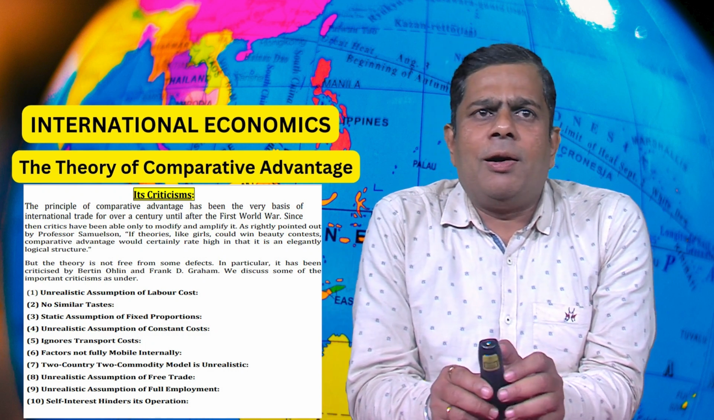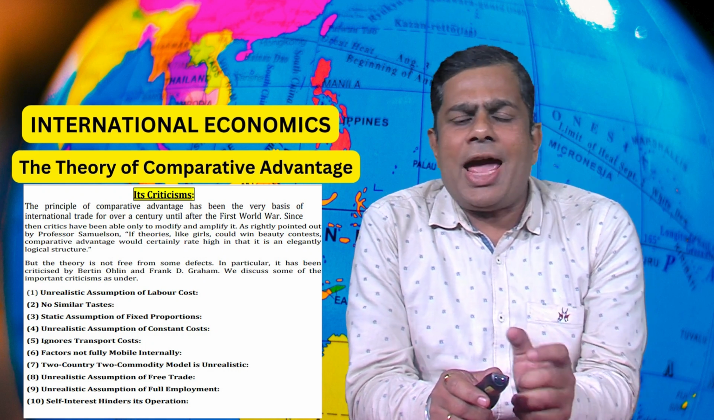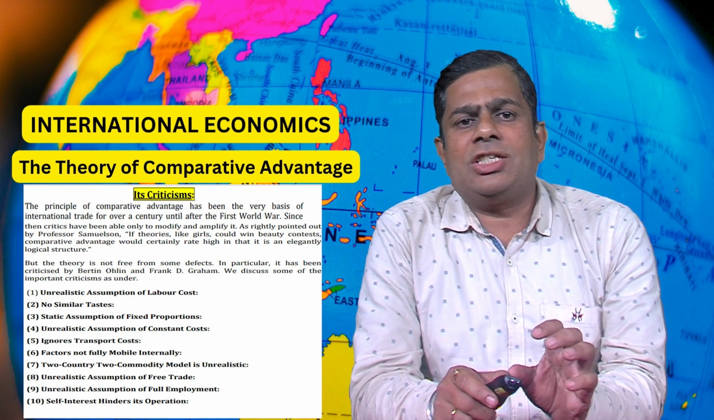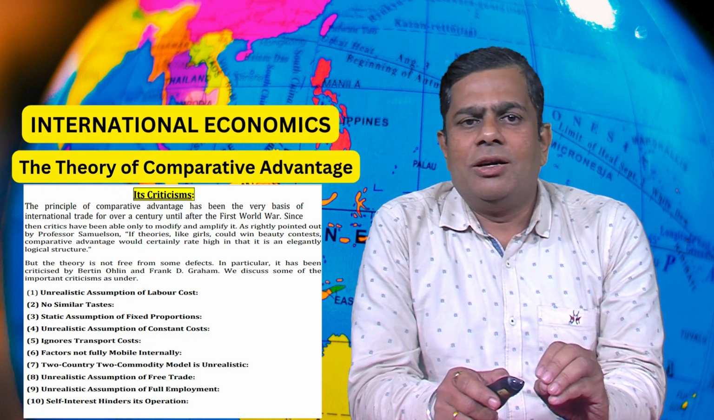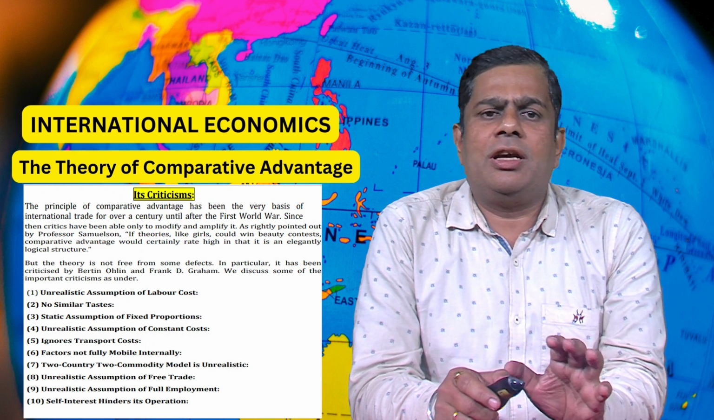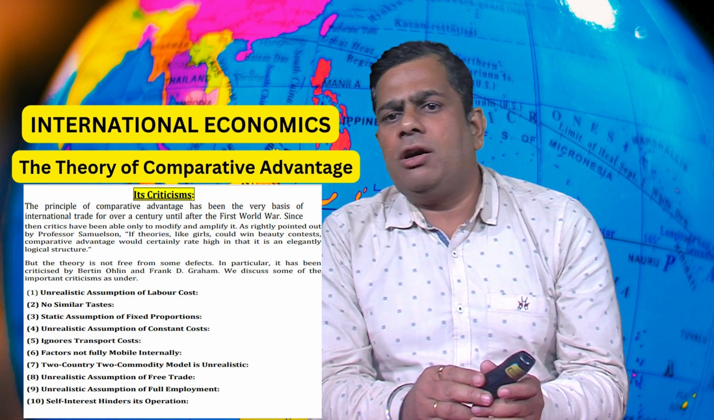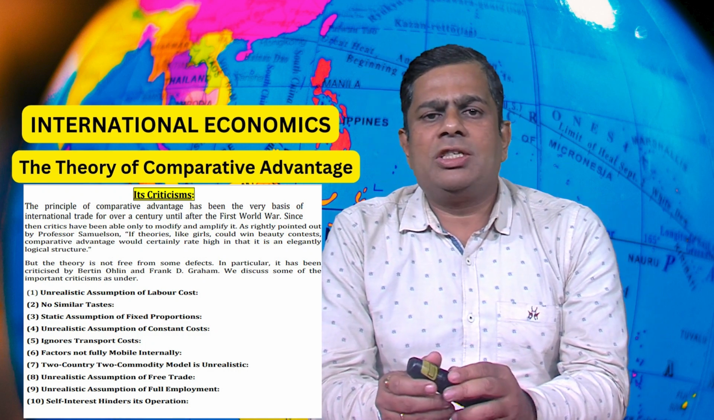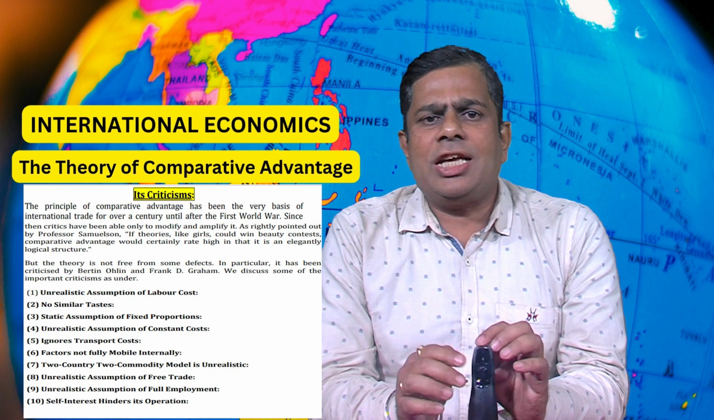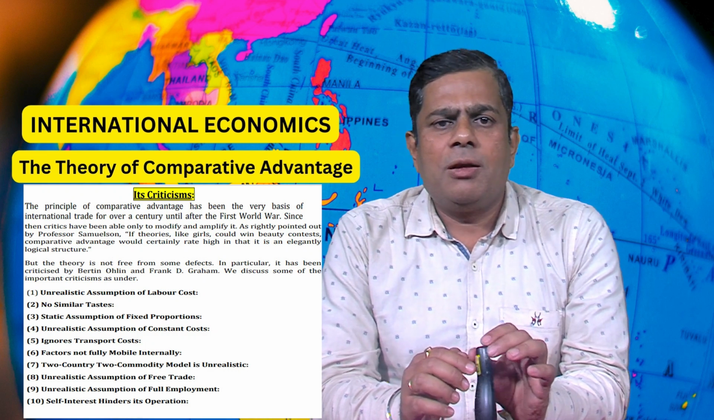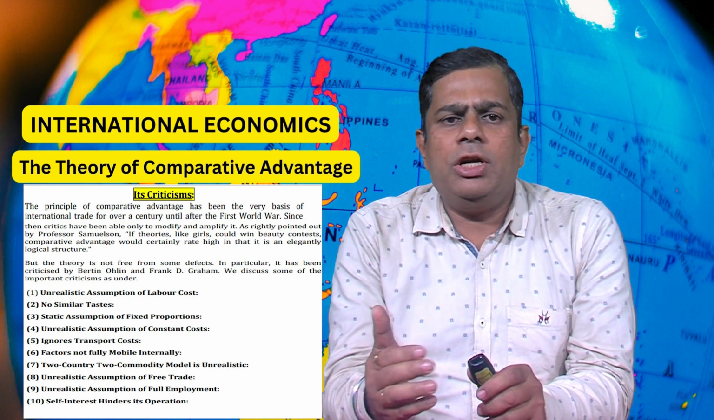What we see is that taste and preferences differ from place to place, time to time. So the assumption that the taste will remain the same throughout the process is not valid. We cannot find similar taste anywhere. Then static assumption of fixed proportions. While describing this theory of comparative advantage, one assumption is fixed proportions, but this assumption seems to be static, because proportions are a dynamic process, they will change. So how will it become static?